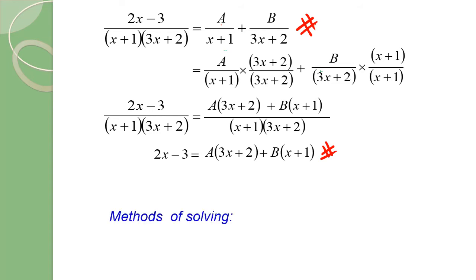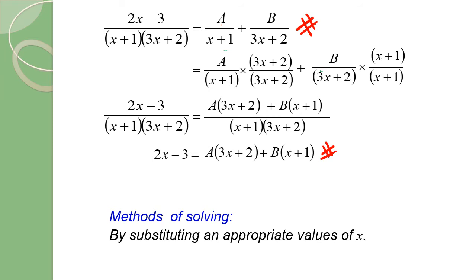There are two types of method. The first one, method of solving, is by substituting an appropriate value of x. What are the appropriate values of x? If we want to find A, we might want to get rid of B. So how to get rid of B? B should be multiplied by 0. So how to get 0 here? x plus 1 should be equal to 0. So x should be equal to -1. Okay, so let's see.